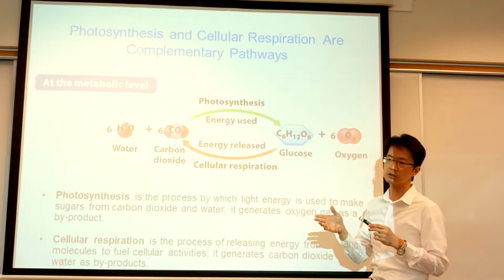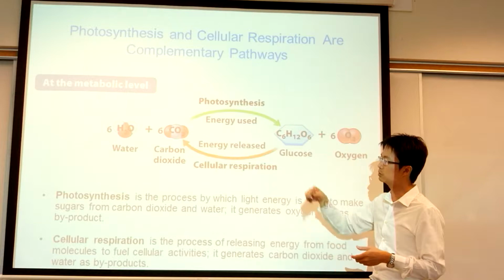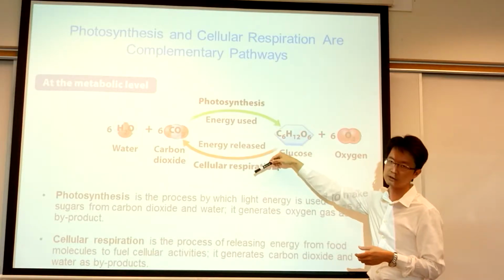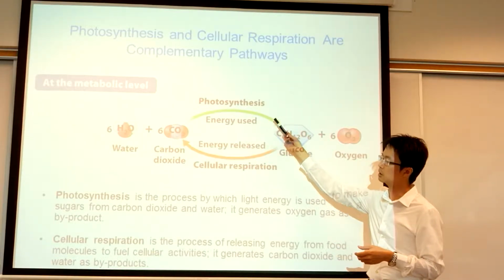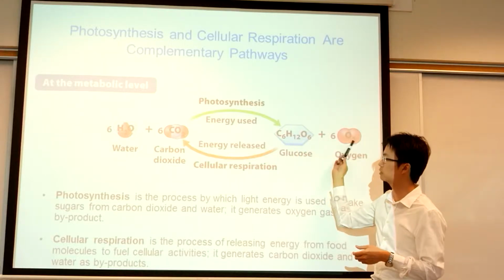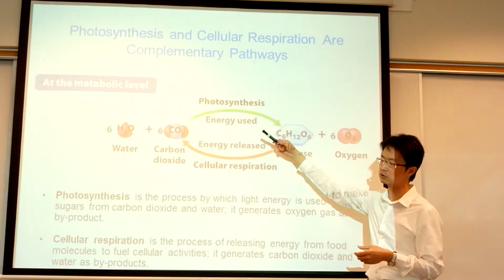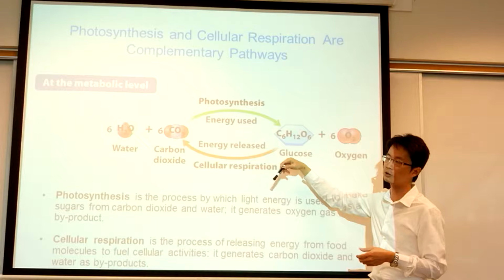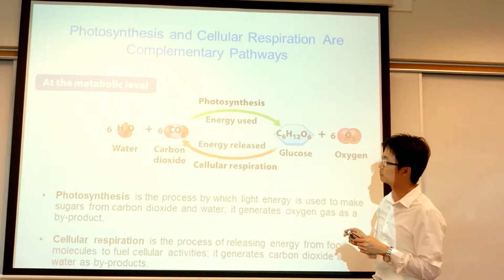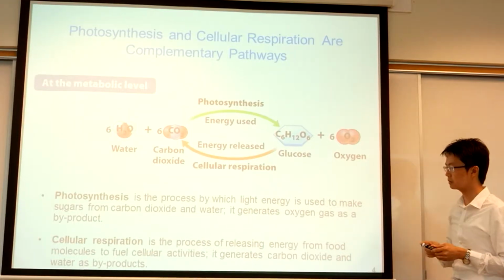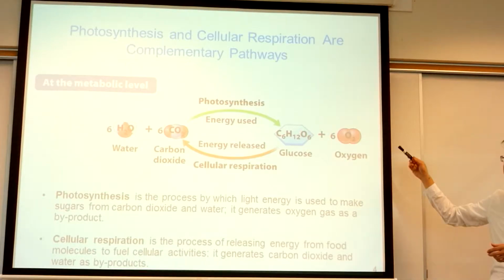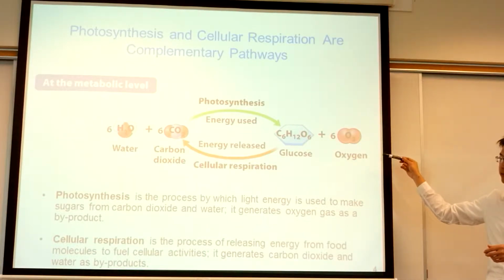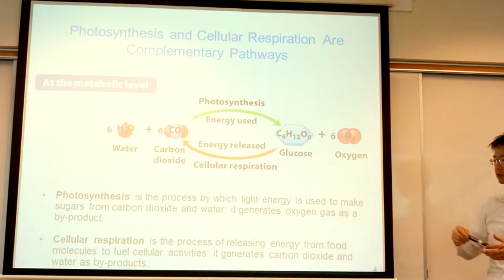But this is not completely true, because producers also do cellular respiration. Producers produce more than enough glucose and oxygen for themselves and also for the animals, for the consumers. So you need to memorize this pathway both ways, both for photosynthesis and cellular respiration.